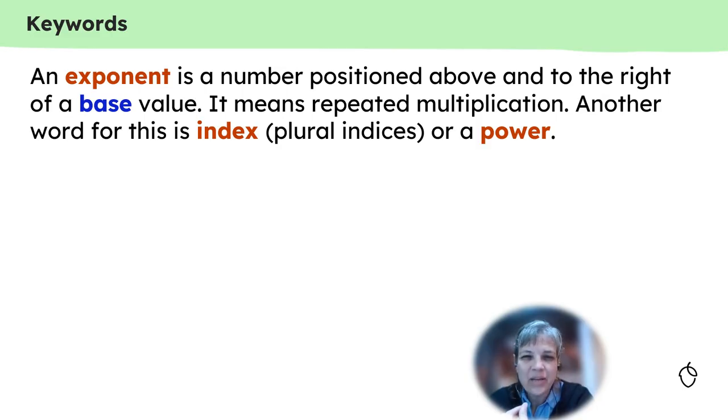First keyword that we need to remember is what is an indice, or another thing that we call it is an exponent. An exponent is the number that's positioned above and usually to the right of the base value. What it means is that you repeat multiplication more than one time. And another word for this is an index. The plural form is indices. And also sometimes we call it a power. So all three of those things, exponent, index, power, those mean the same thing.